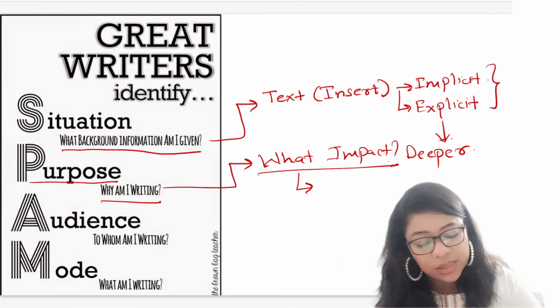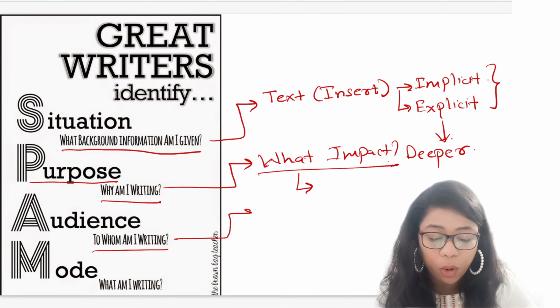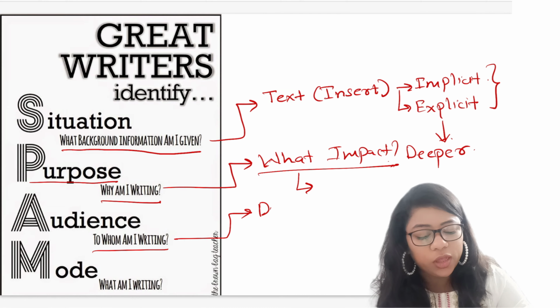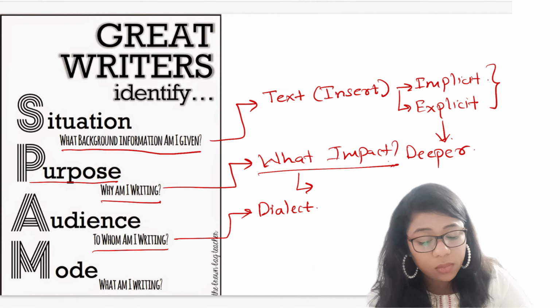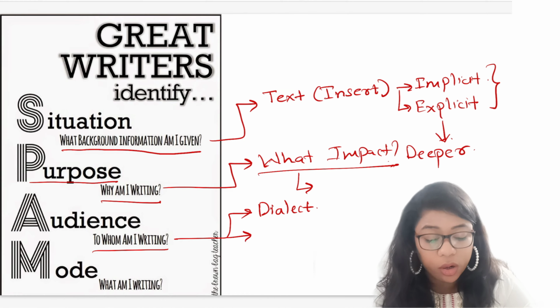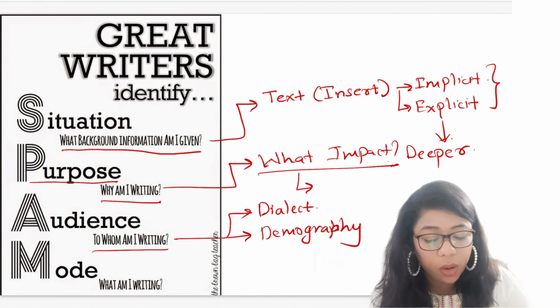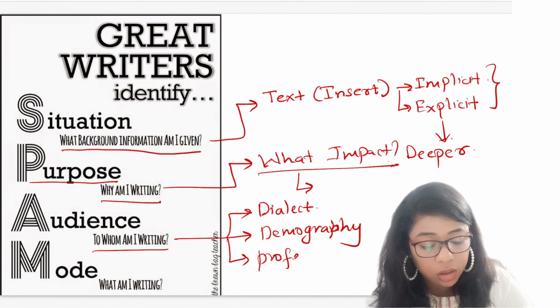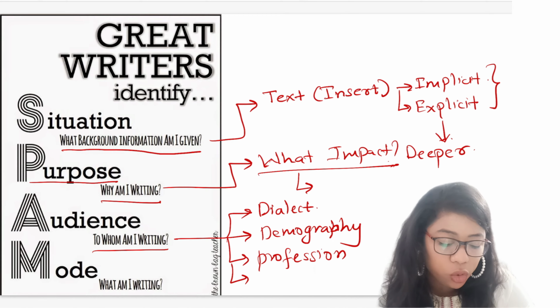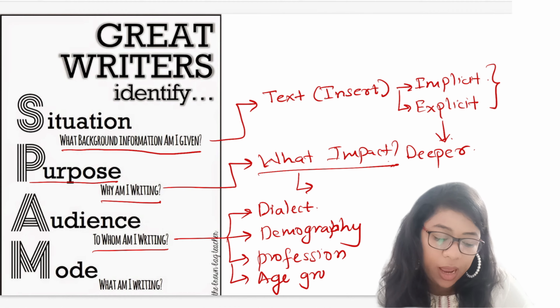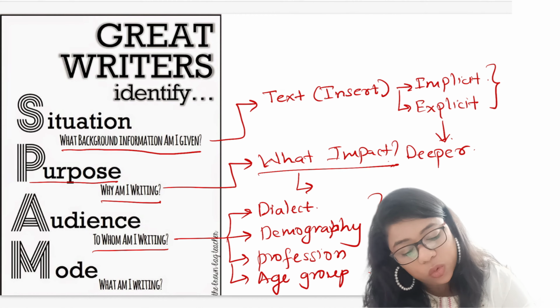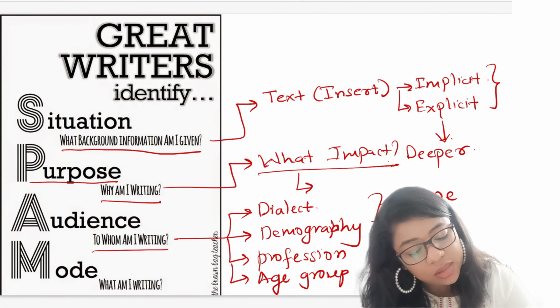Okay. Audience, of course, is extremely important. So when I talk about audience, you have to think about the dialect. You have to think about the demography. You have to think about the profession. You have to think about the age group. And based on these things, you have to use the tone, the vocab, the structure, and most importantly, the examples.